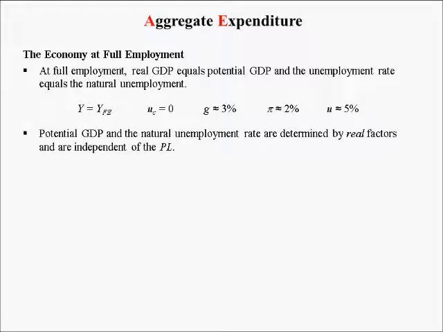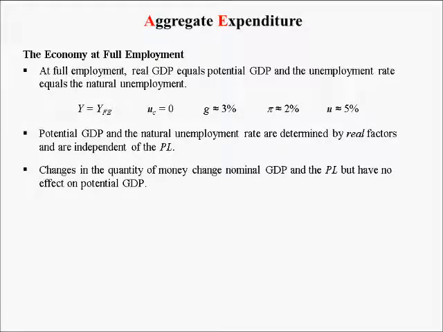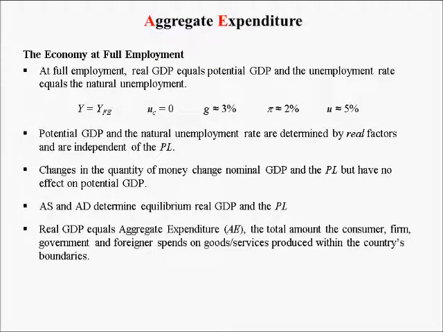Potential GDP and the natural unemployment rate are determined by real factors and are independent of the price level. Real factors are miles of railroads, miles of highways, factories, bridges, etc., and resources. Changes in the quantity of money change nominal GDP and the price level, but have no effect on potential GDP. Aggregate supply and aggregate demand determine equilibrium real GDP and the price level.